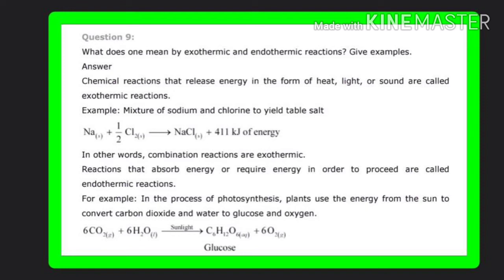Those are reactions that absorb energy or require energy in order to proceed, and are called endothermic reactions. So for example, in the process of photosynthesis, plants use the energy from the sun to convert carbon dioxide and water to glucose and oxygen. Any example of exothermic and endothermic will be fine. You can write any example that you want. It's fine. Make sure you know at least 2 to 3 examples for each type.